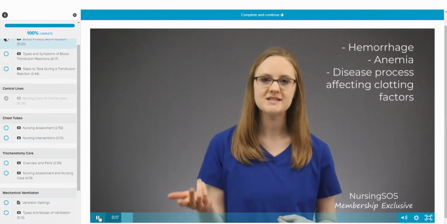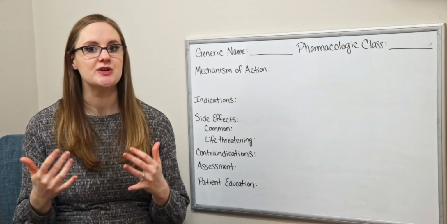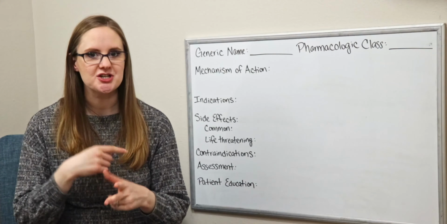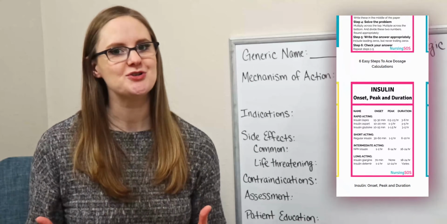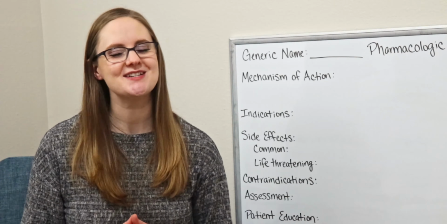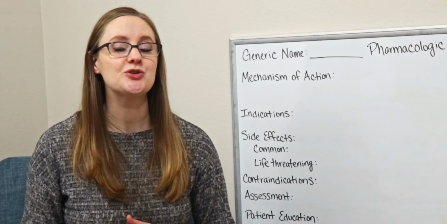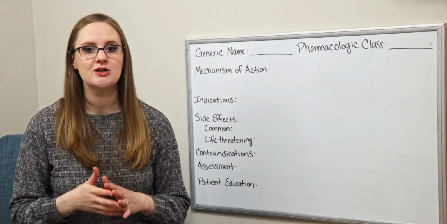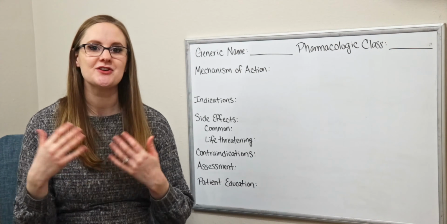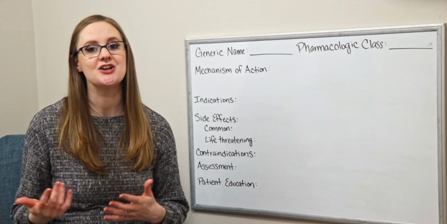If you're giving insulin, you need to know the onset, peak, and duration of the type of insulin. I actually have a free cheat sheet for you that walks you through those, so make sure that you download that. I will put the link to that cheat sheet in the description below this video for you. And you can also include the antidote if there's a common antidote that you need to know about.